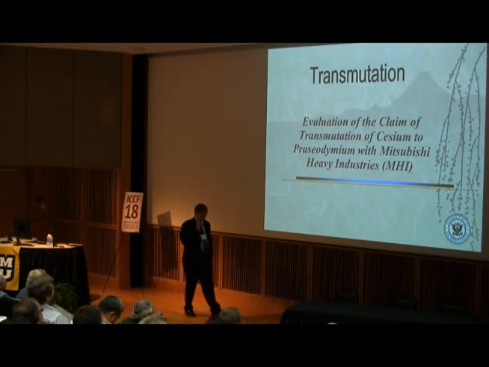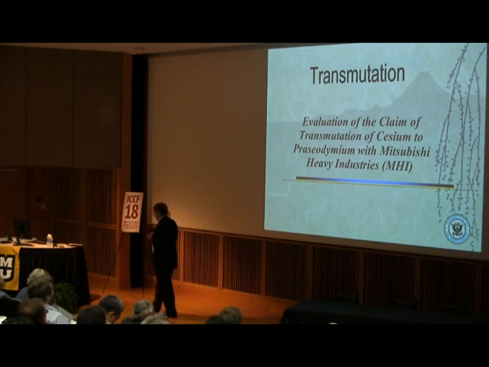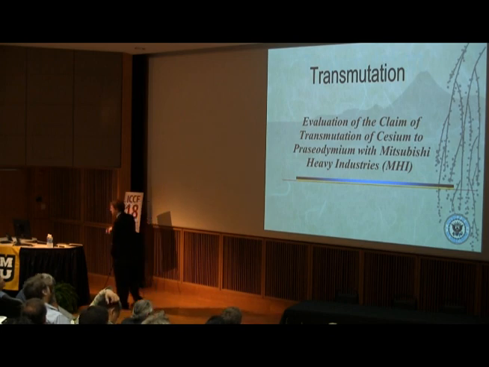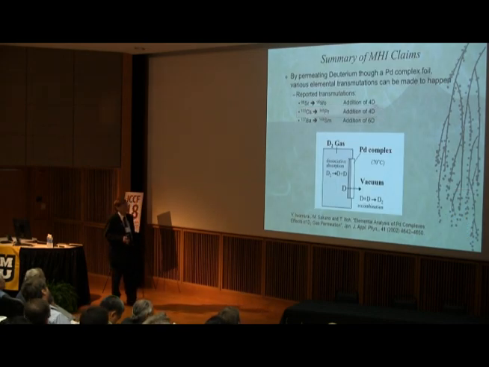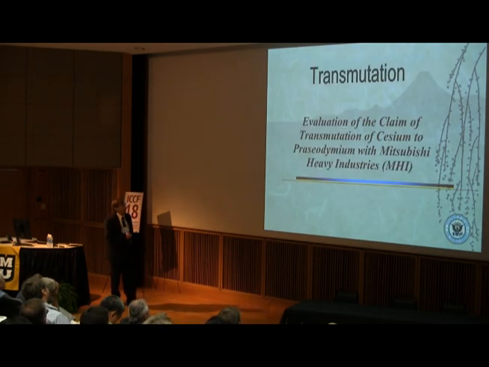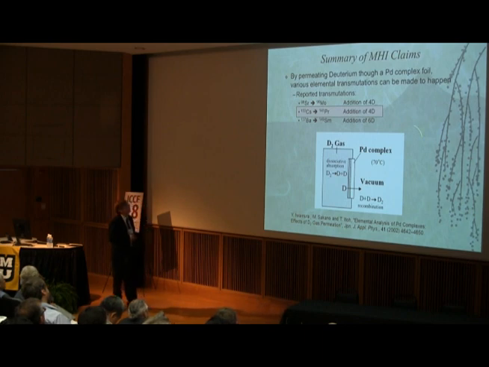Now, if you can't see isotopic pattern differences, and you can't see radiation, what is left? And that is the appearance of species that were not present initially. And the best documented claim is the transmutation of cesium into praseodymium by MHI. What they were claiming is that they were adding 4 deuteriums, just like they were doing with the strontium, from this very unusual species under very unusual conditions.